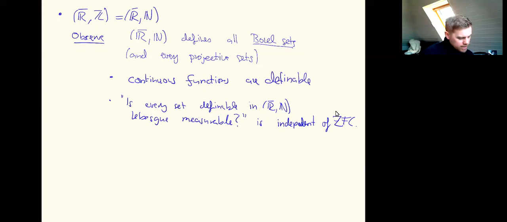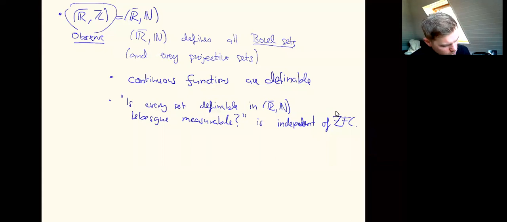And sometimes, Chris likes to call this whole thing here the projective hierarchy. I like to call this really second order arithmetic. That's what it is, because of course you can code subsets of the integers as real numbers.